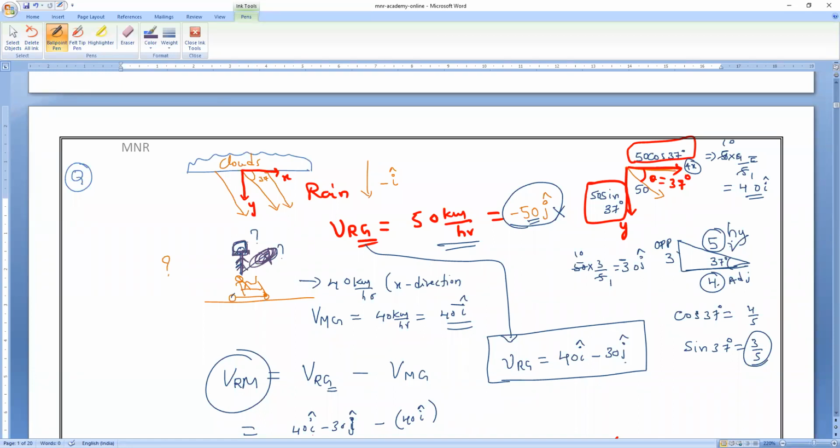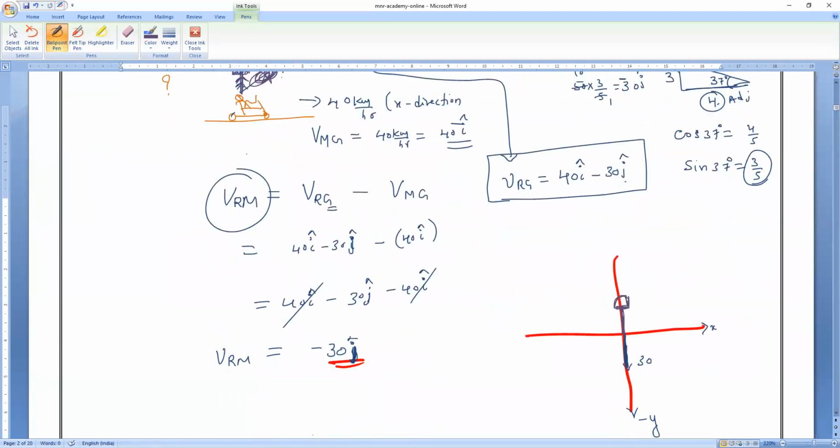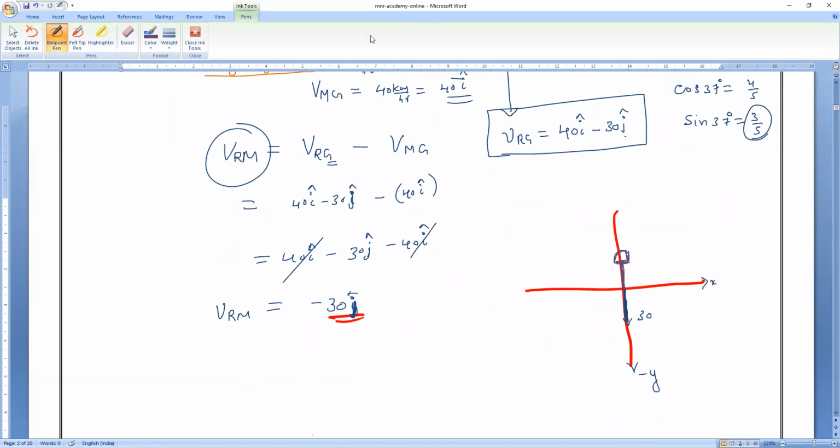Yes, sir. Any doubt, kindly ask me in this. Next time also there will be a similar sum, that's why. Murali, do you understand? Okay, guys, please respond. So now rain is acting in this direction with 37 degrees. So that's what you have found. Now next question. Is it completed? Let me know. Have you all understood? Everybody?